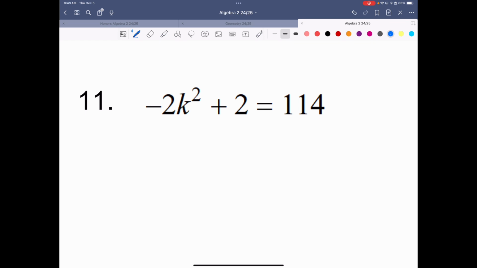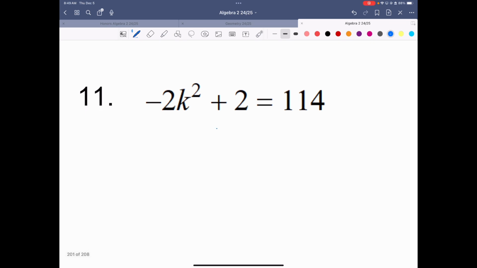Negative 2k squared plus 2 equals negative 114. And remember when you're solving equations in general, and again, we're trying to isolate the k squared. Get rid of any addition or subtraction to your variable first, and then get rid of any multiplication or division. So we're going to go ahead and subtract 2. So that's negative 2k squared equals 112.